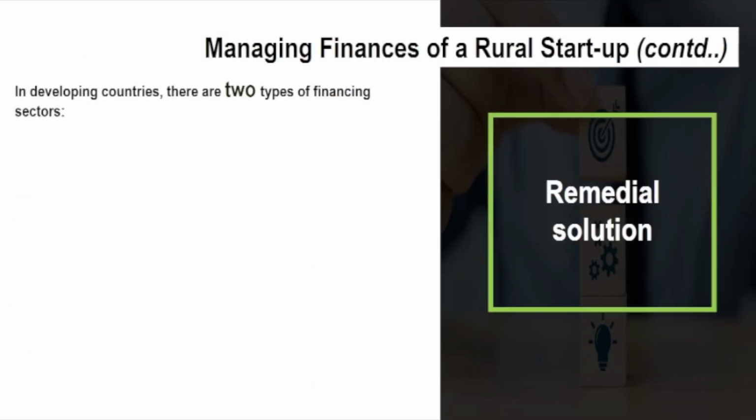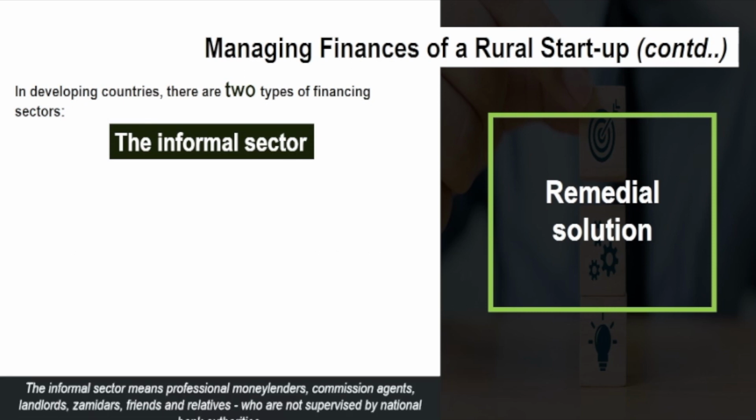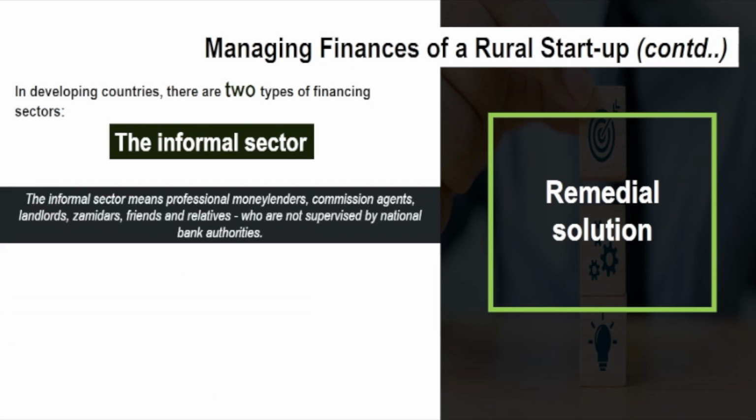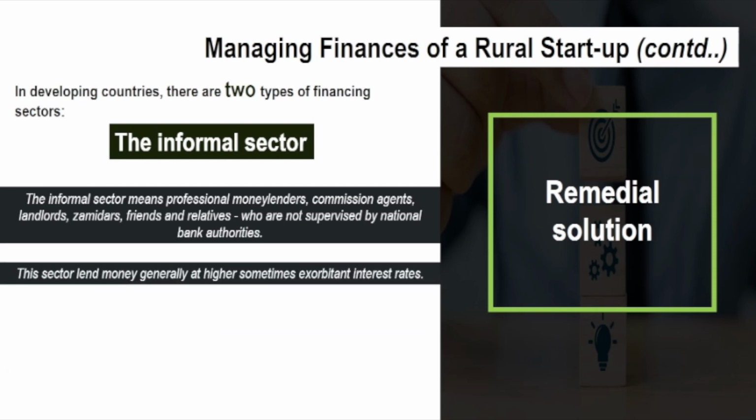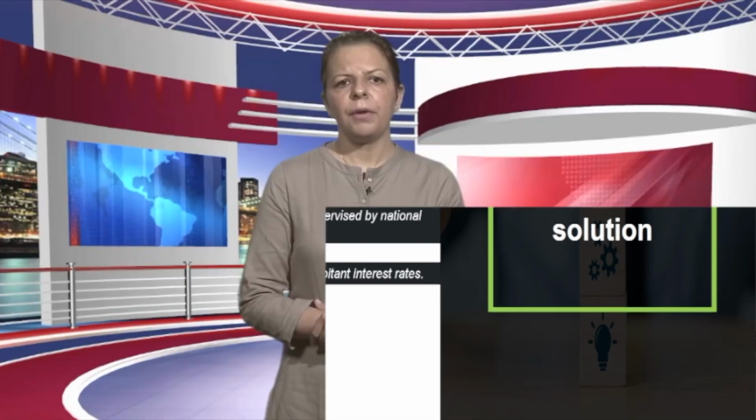Now, the second type of prevailing infrastructure for finance is the informal sector. The informal sector means the professional money lenders, the commission agents, the landlords, which we call the zamindars, friends and relatives who are not supervised by national bank authorities. Now, this sector, we know, lends money generally at very high, sometimes even exorbitant interest rates. So, these are very expensive for the new startups.